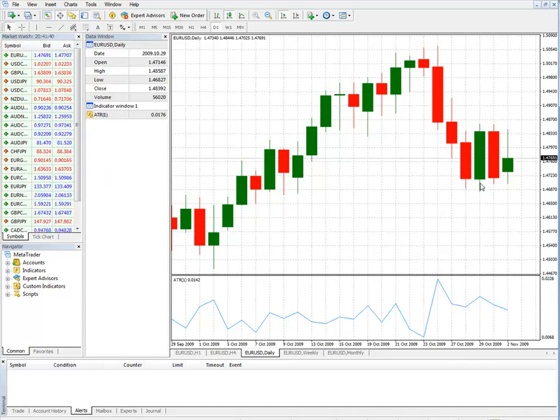minus 3 pips. So let's do our calculations here. You can see that our high is 1.48587, and our low is 1.46827.